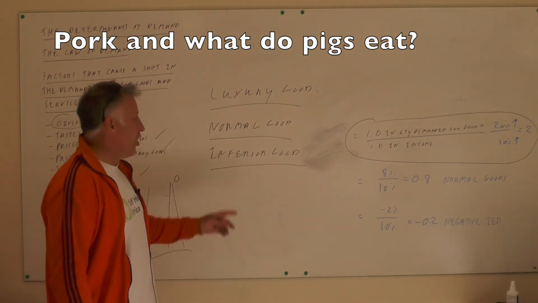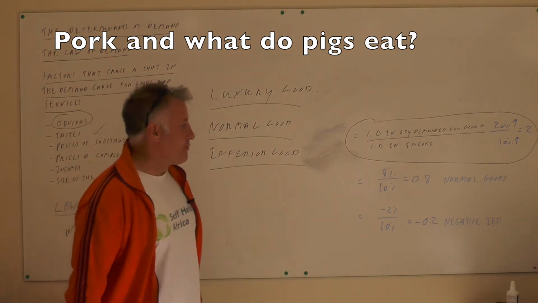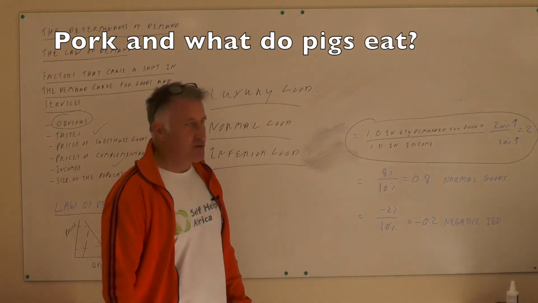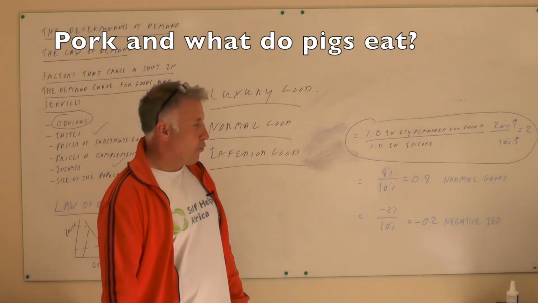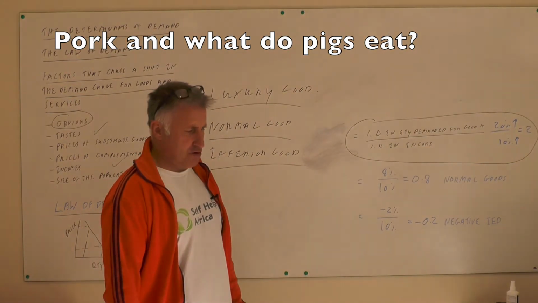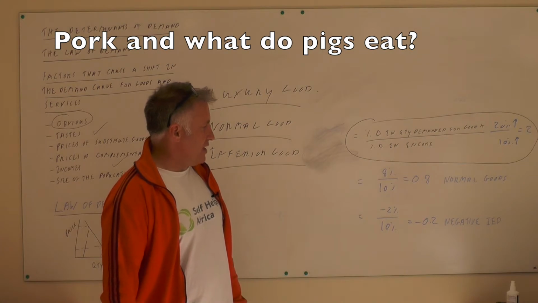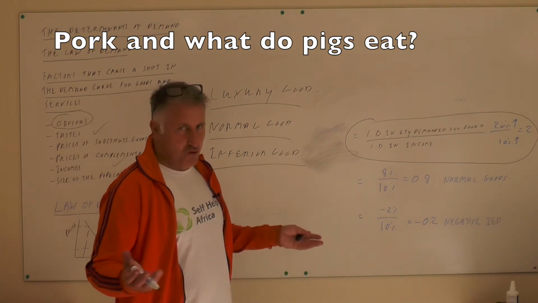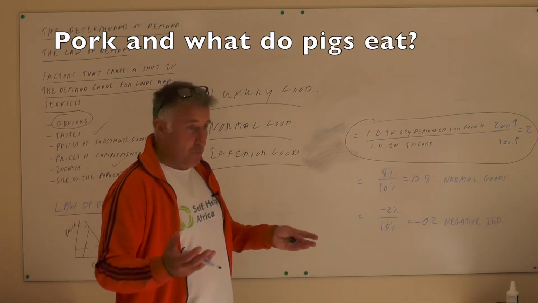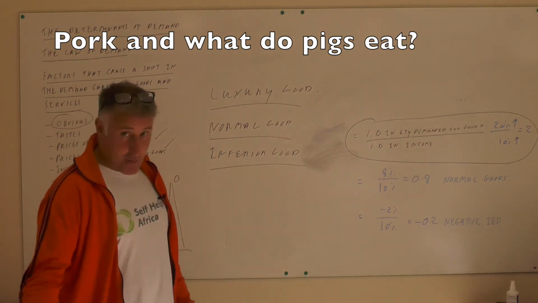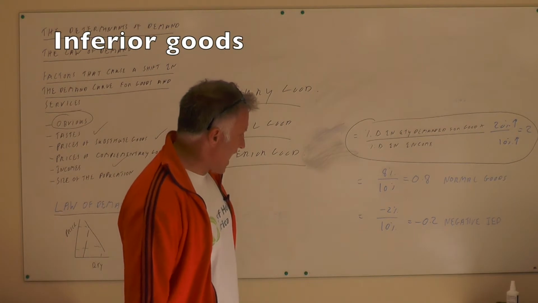Okay, a normal good. In this one, it's going to be between 0 and 1. So if your income goes up by 10%, demand rises by 8%, that is a normal good. Maybe as we become wealthier, we may buy more ordinary priced cars because more people can afford cars. So a normal good, maybe something like a Fiat Panda or something like that.